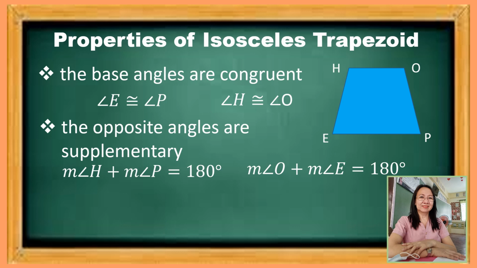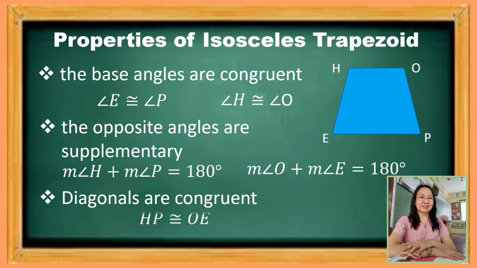Since the two sides are congruent, their diagonals are congruent. So the diagonal HP is congruent to diagonal OE.